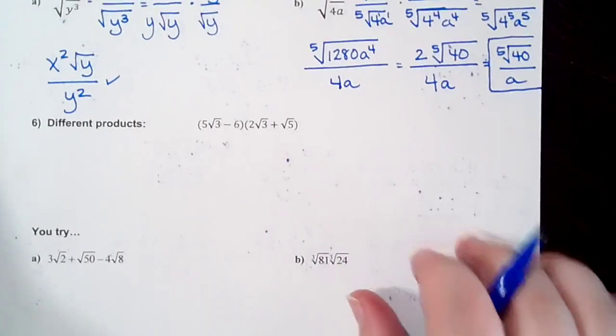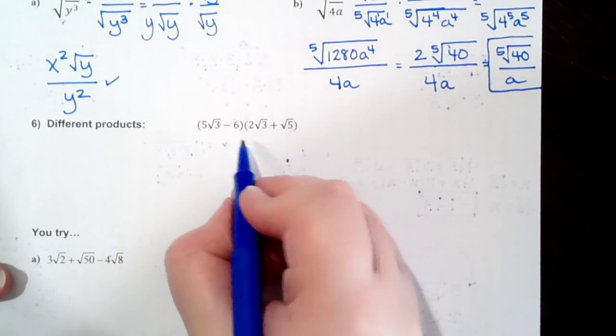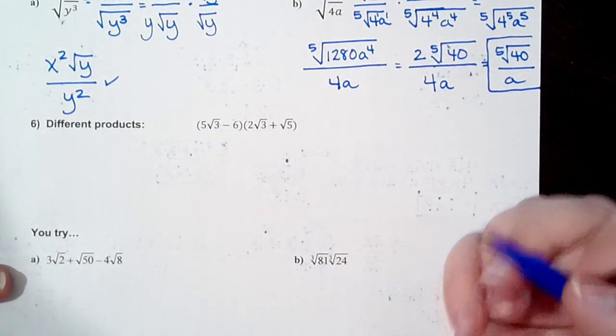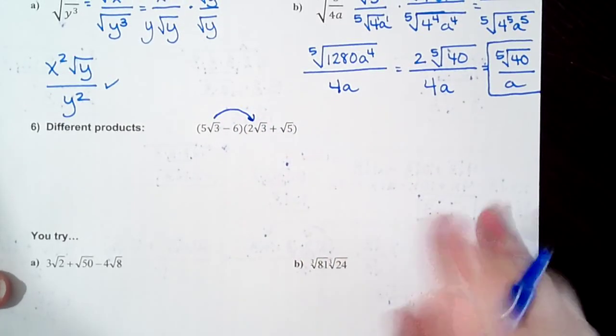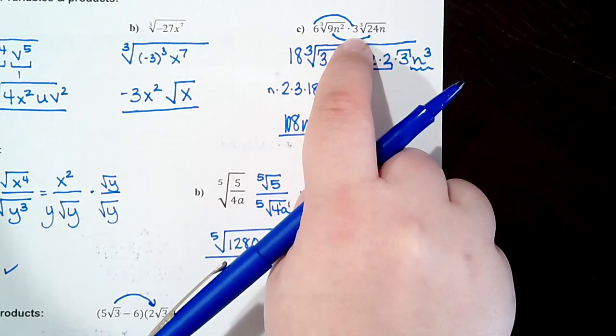All right, quick thing with different products, if we aren't multiplying by that conjugate, the answer isn't always going to come out nicely. We might have quite a few terms. So in this case, we've got a binomial times a binomial. We can easily just FOIL this one. We're going to be using what we learned up above in this problem here. Outside times outside, inside times inside.